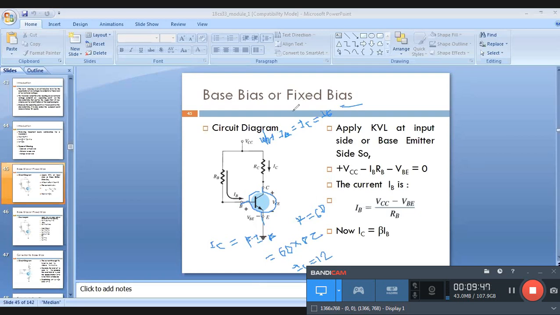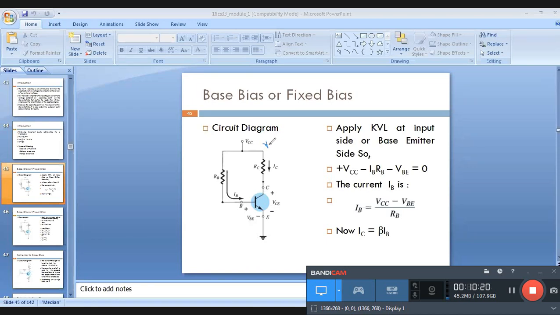Next you have to find out the VCE for the output terminal. This is my output terminal here. VCC minus IC into RC minus VCE is equal to 0. See here, in the next diagram also I have written this. How do you write this equation? VCC minus IC into RC minus VCE is equal to 0.